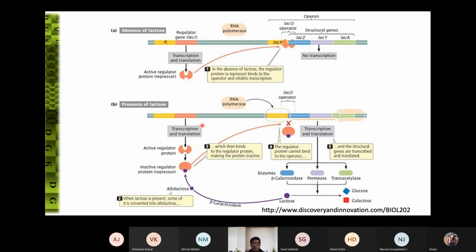Okay. What I'm going to use here is one example of such a very well-known operon, and this is the lac operon.